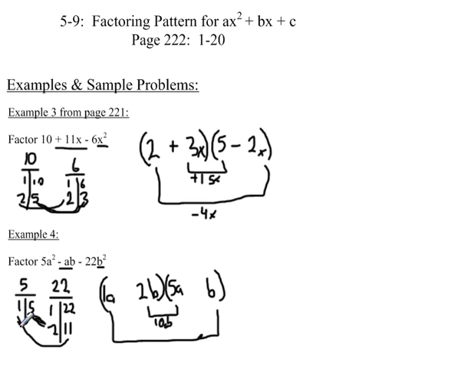And the 1 needs to pair up with the 11. So that's going to give you 11ab. And you want that middle term to be negative. So this will be your plus, this will be your minus. And you get your answer, 1a plus 2b times 5a minus 11b.